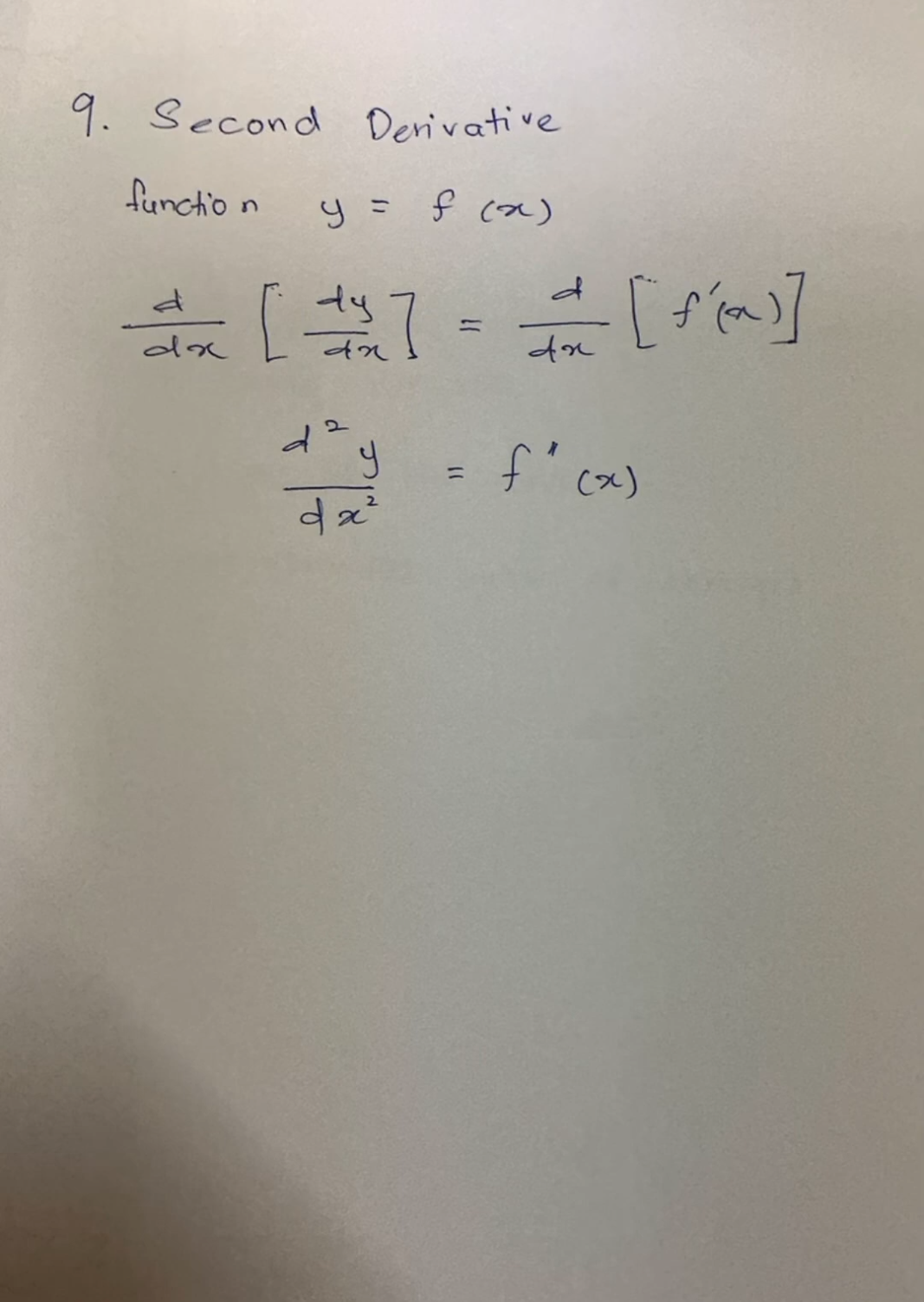And the last one is the second derivative. For the second derivative, the function is y equal to f of x. The first derivative is obtained by differentiating y with respect to x, which is dy over dx, equal to f prime x. The second derivative can be obtained by differentiating dy over dx with respect to x. The process of differentiating twice is known as the second derivative.